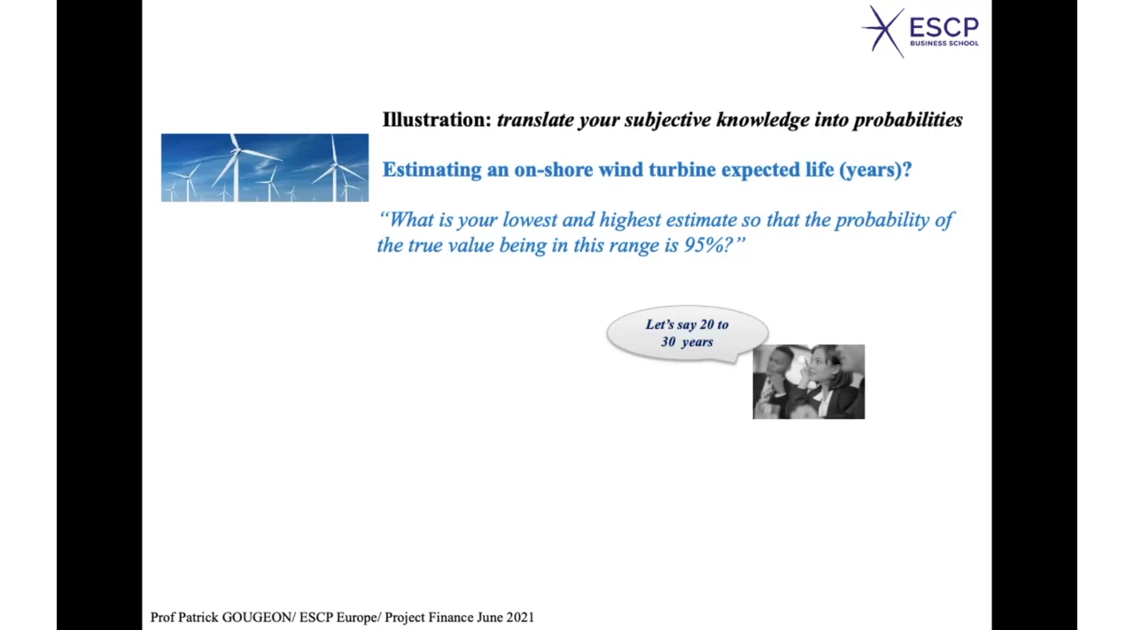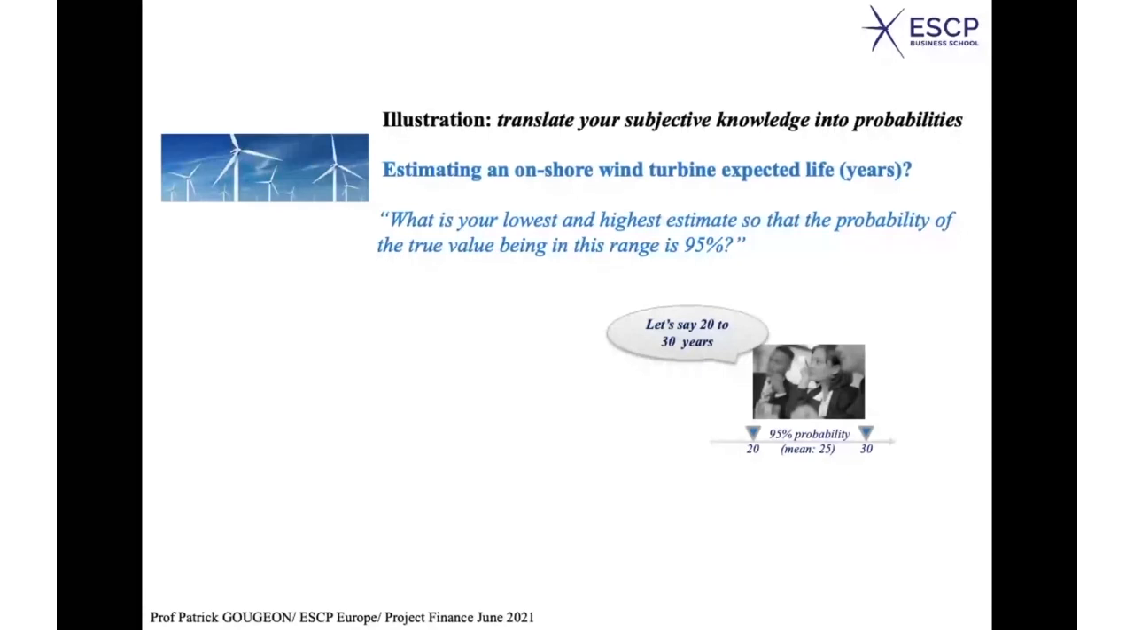So, having said that, what can we do? This is your answer, okay? 95% probability to be between 20 and 30 years, with a mean which is 25, which is your best guess to a certain extent. You probably consider that it is more likely to be in the center of the range rather than being at the extreme, okay? So the mean is 25.